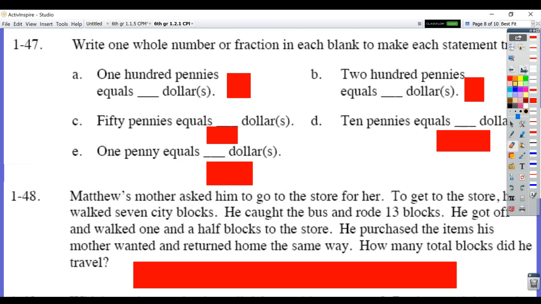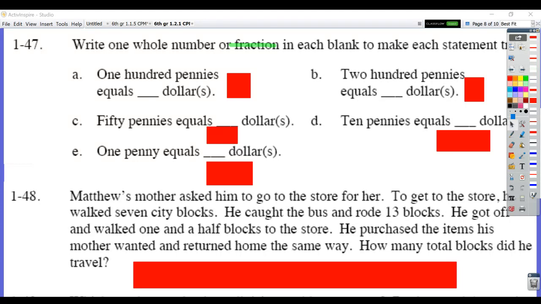For 147, they want you to write a whole number or fraction in the blank to make the statement true. So 100 pennies equals how many dollars? 200 pennies equals how many dollars? Where it usually confuses people is C, D, and E, because it can be a fractional answer. So 50 pennies is what part of a dollar? 10 pennies is what part of a dollar? 1 penny is what part of a dollar? So C, D, and E will be fractions.